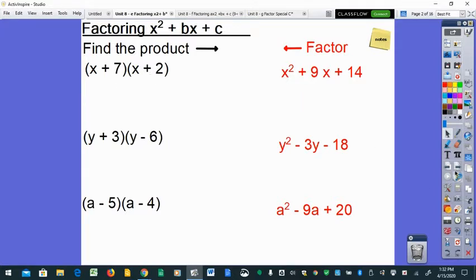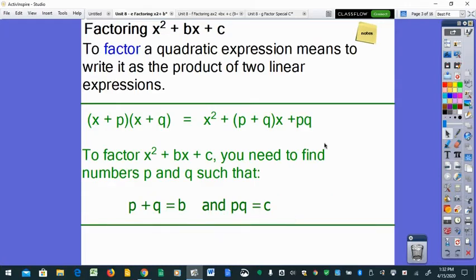So let's start this process. Here's sort of the general information. To factor a quadratic expression means to write it as the product of two linear expressions. We're going to have two linear binomials. To factor means I'm going to give you this and ask you for that. And as we start today, what we're going to start to notice, the foiling process takes those two last numbers, p times q, and that creates the c. So we're going to need this product.